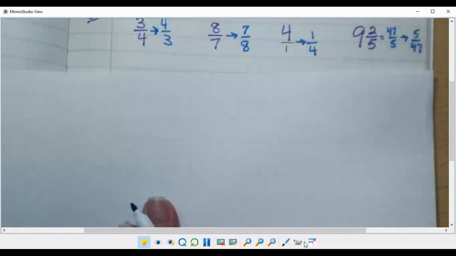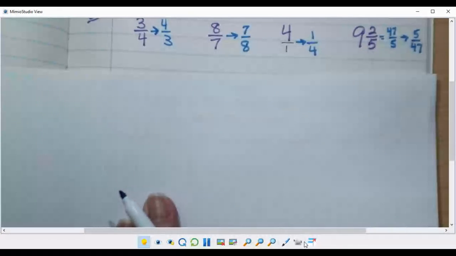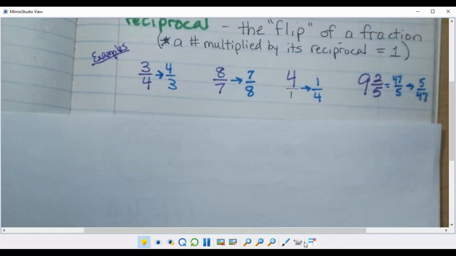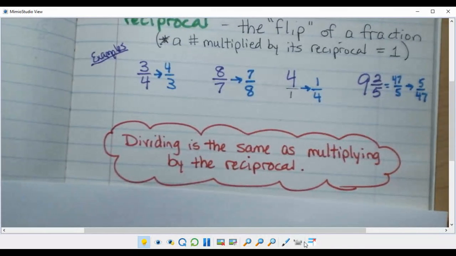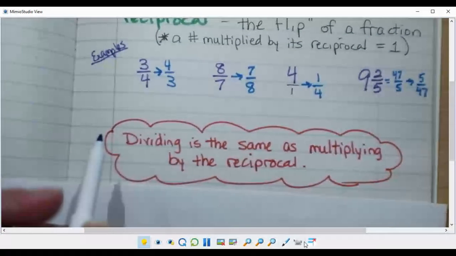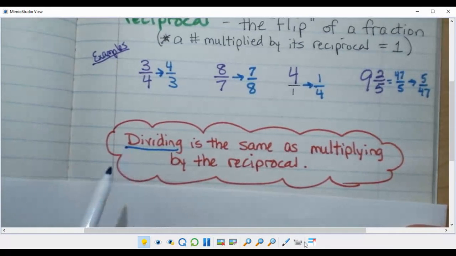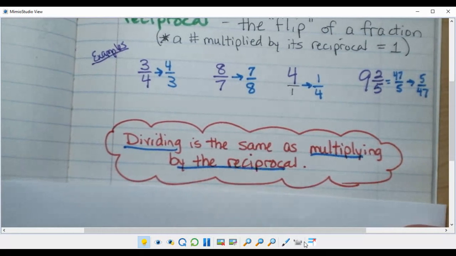Let's use the reciprocal. I gotta tell you, I'm not a big fan of division. It's always kind of hurt my head. So when I found out there was a way to not have to do division and do multiplication instead, I was all about that. Dividing is the same as multiplying by the reciprocal, right? Dividing, multiply by the reciprocal. You have to do two changes. I switch dividing to multiply, and I switch the fraction to its reciprocal.